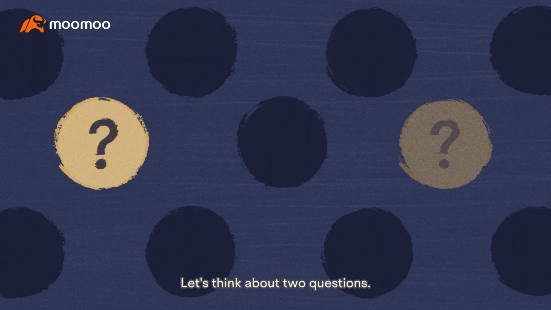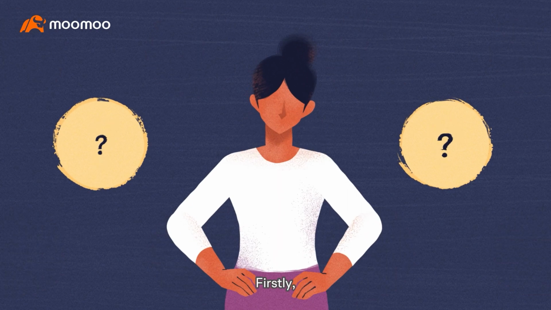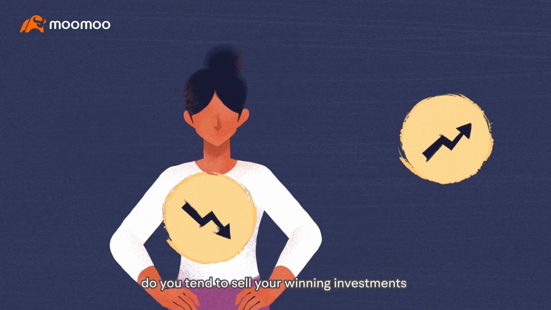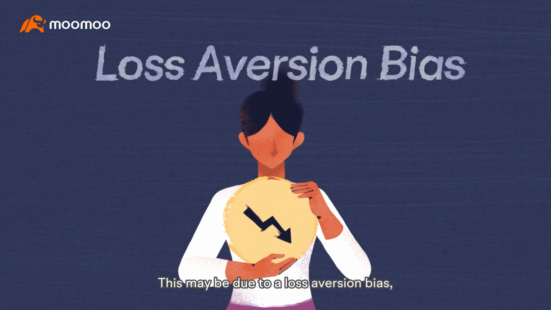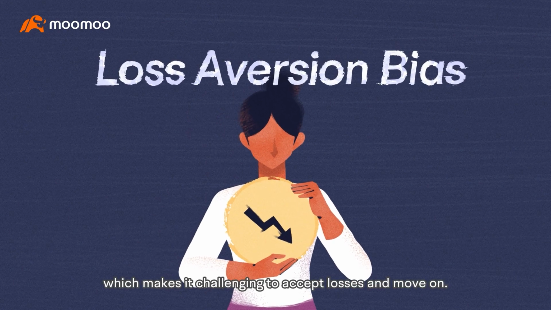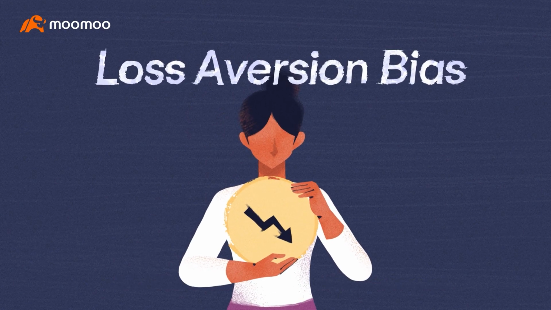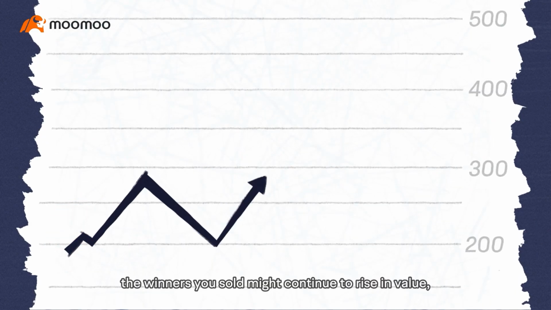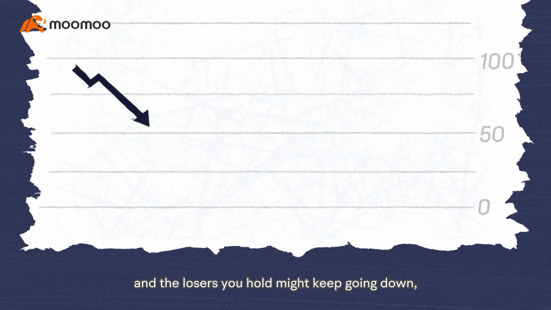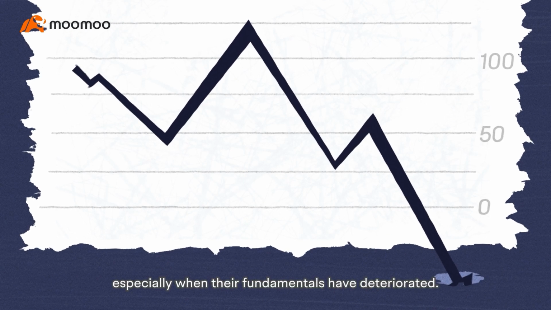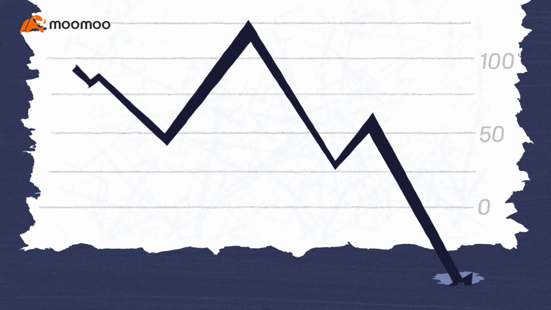Let's think about two questions. Firstly, do you tend to sell your winning investments and hold on to your losing ones? This may be due to a loss aversion bias, which makes it challenging to accept losses and move on. However, the winners you sold might continue to rise in value, and the losers you hold might keep going down, especially when their fundamentals have deteriorated.